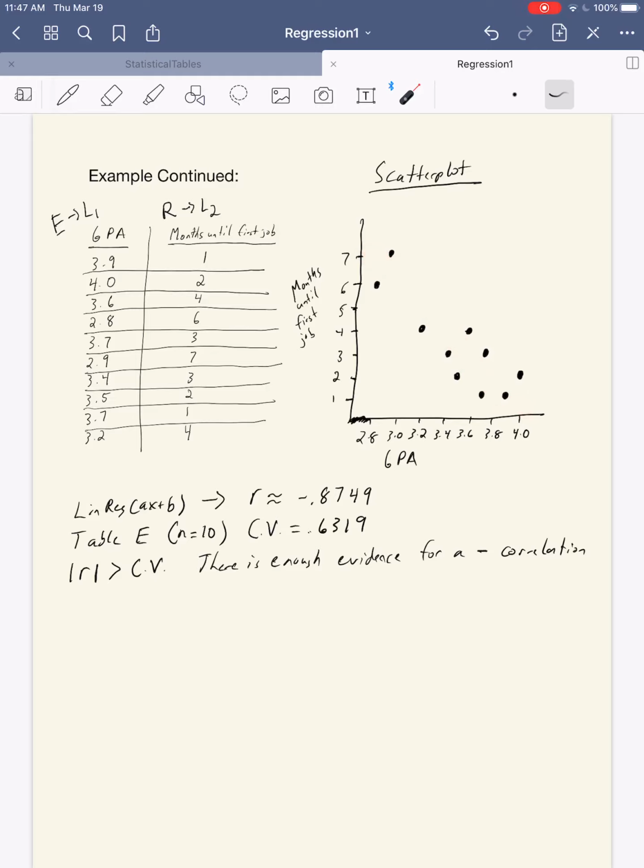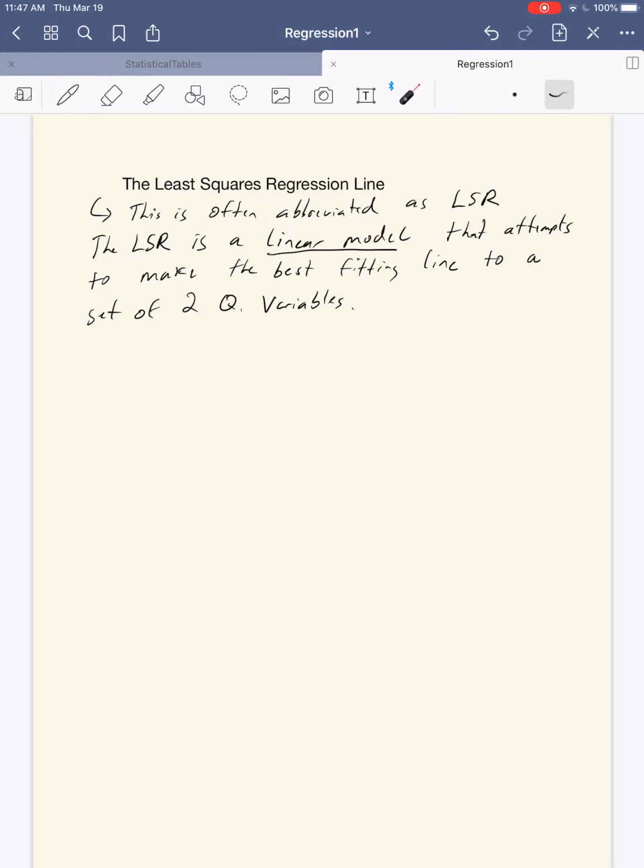So how do we actually calculate that? Well, that line is called the LSR. Now, the actual mechanisms behind calculating the equation of the LSR are a little messy. They come from multivariable calculus, and they're an optimization problem about minimizing the distance between all the points on the line and all your data points. That's way beyond the scope of our class. So luckily, our calculator is able to generate the equation of the LSR for us.